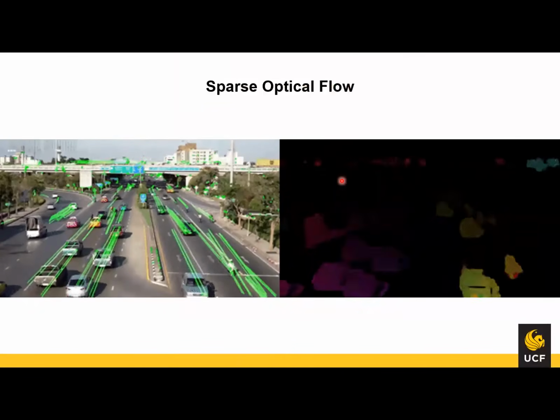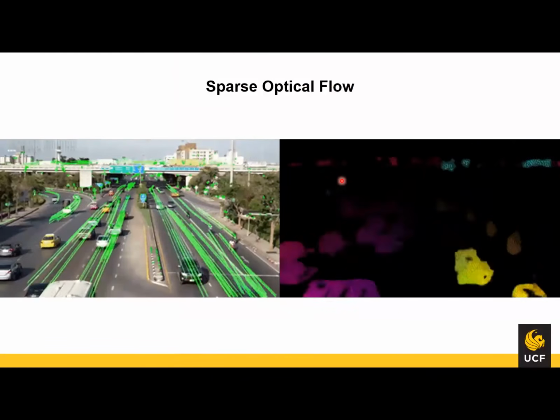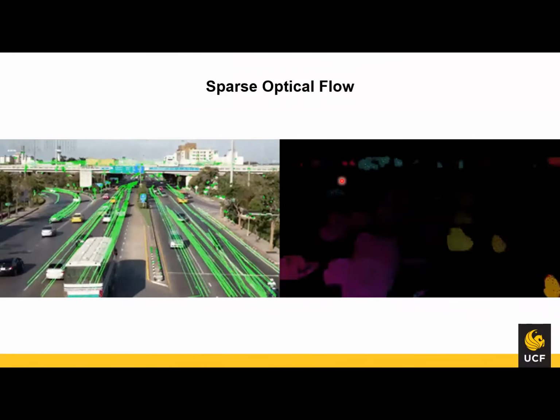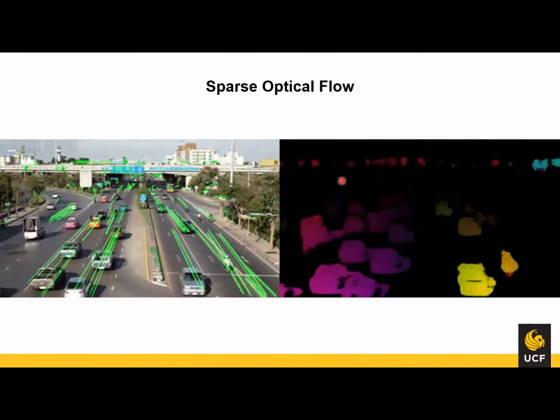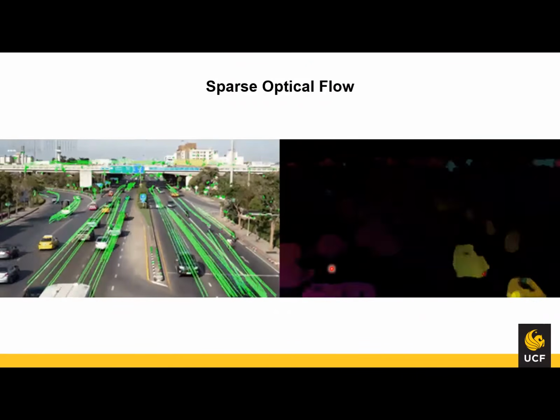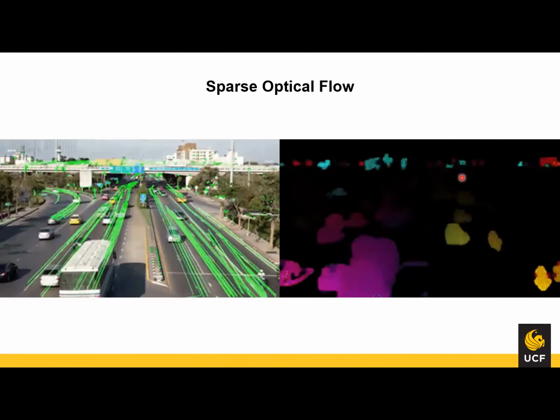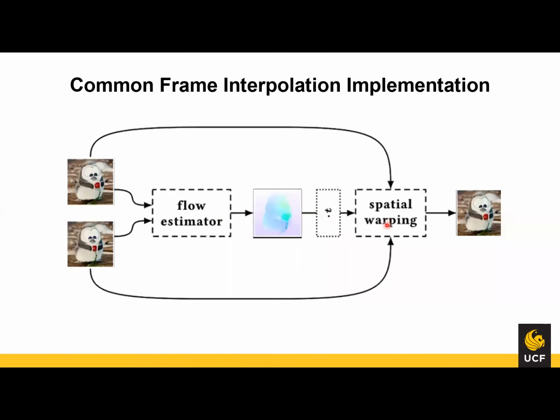And then there is sparse optical flow, which attempts to generate flow vectors for subsections of an image. Here you can see that it's only generating flow vectors for individual vehicles and not for the entire frame. So how is optical flow used to generate interpolated images?